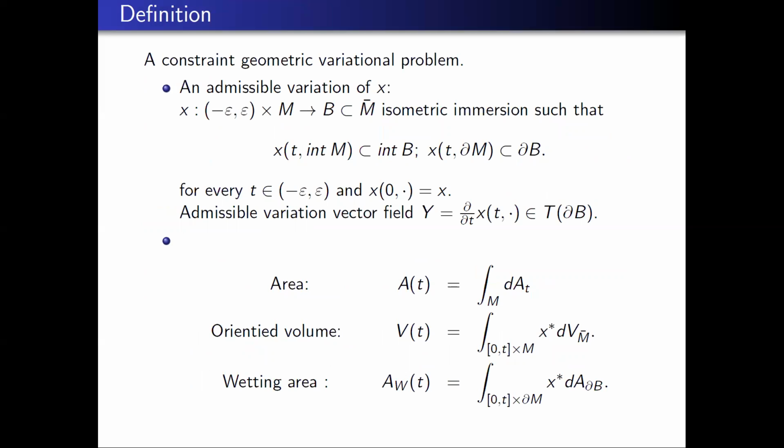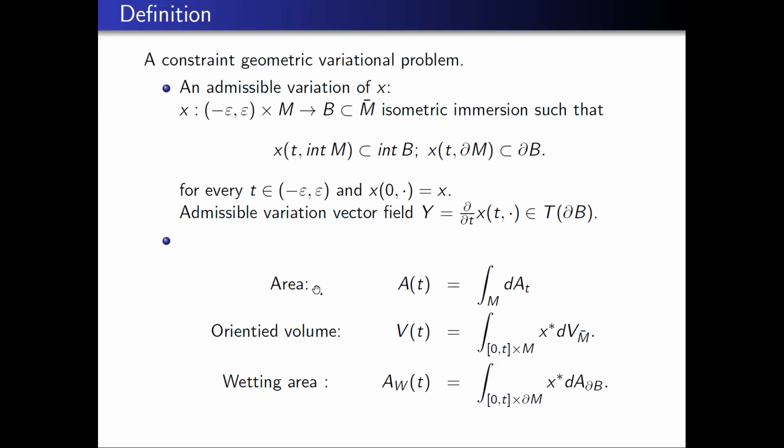Now we give some definitions. An admissible variation of X means X is an isometric immersion such that the interior of M goes to the interior of B and the boundary of M goes to the boundary of B. The admissible variation vector field Y is defined as partial X over partial T, and from the condition, we can imply that Y belongs to the tangent part of the boundary of B.